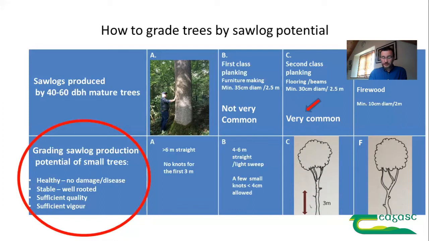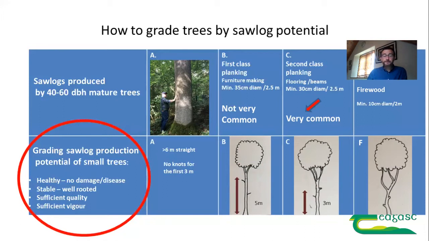Moving up the quality ladder, we could find trees with potential to grow a B class sawlog, and these young trees will need to show between 4 and 6 meters straight, a light sweep again acceptable, with a few small knots allowed. And this tree would look something like this. Finally, the top of the quality ladder would be A grade trees showing more than 6 meters straight, no knots at all for the first 3 meters, giving the potential to grow veneer or top cabinet making grades or coopering.